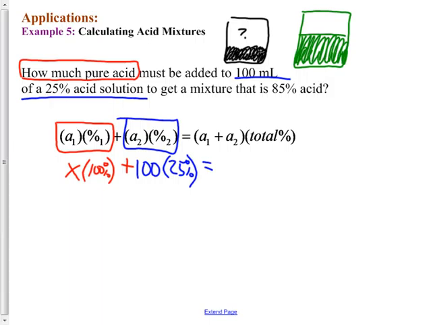Equals. This is the total. I'll do that in green. 85% acid is all they tell me. They don't tell me how much we have. They just tell me it's 85% acid. So that goes under total percent, right here. And amount 1 and amount 2 I can figure out from what I had before. The total percent is 85%. And now what's amount 1? Amount 1 was right here. Amount 1 was X, so I put X. What was amount 2? Amount 2 was right here. It was 100.